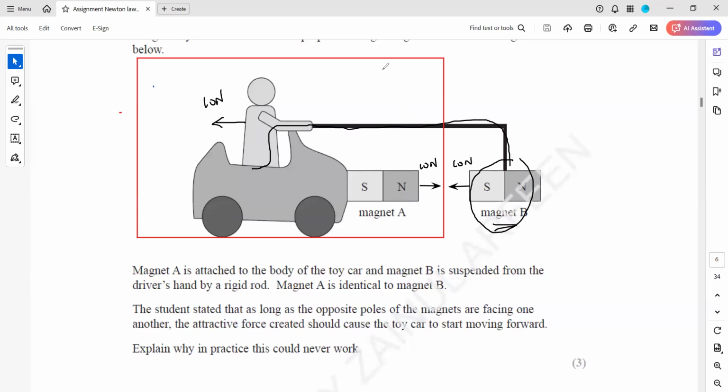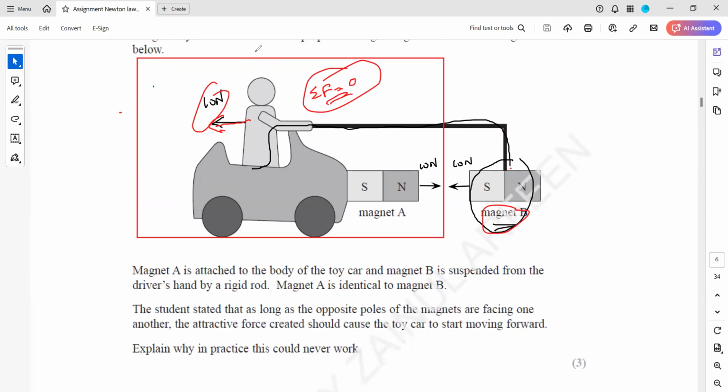Yes, Ahmad, that's good. Both forces are acting on the same body. Is it 10 or 0? The resultant force on the toy car is 0 actually. Why? Because magnet B is not connected to any other object. The person is holding magnet B, and the person is part of the toy car. A person sitting in the car is part of the car. So if he experiences a backward force of 10 Newton and there is a forward force of 10 Newton from the magnet, what is the resultant force? The resultant force is 0.